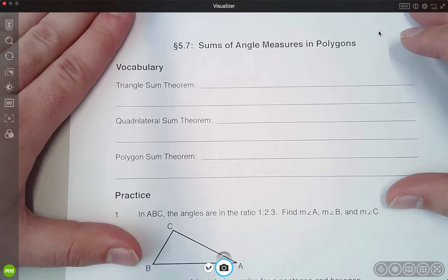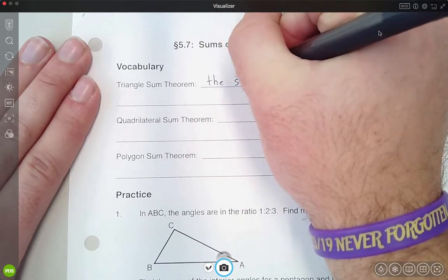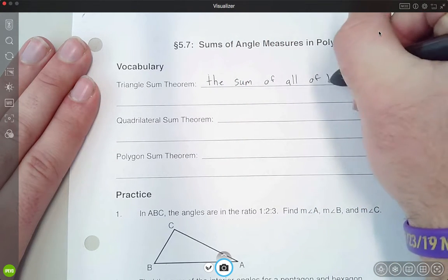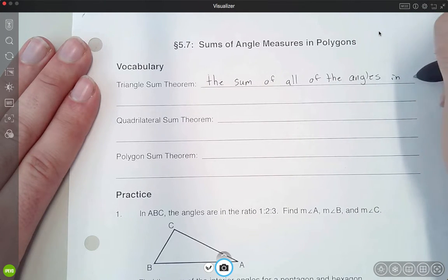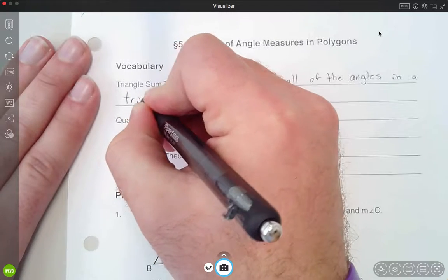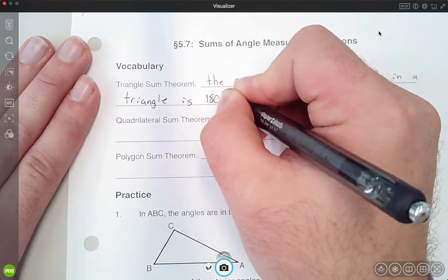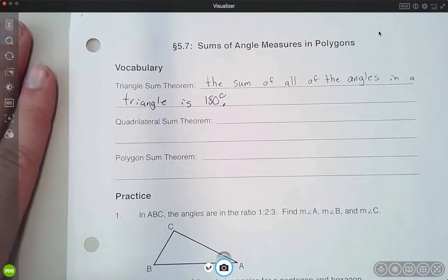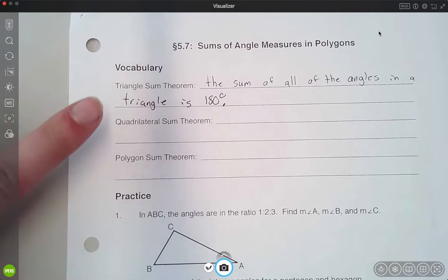We'll start with the triangle sum theorem. So the triangle sum theorem says that the sum of all of the angles in a triangle is 180 degrees. Okay, we found that already. We proved that before back when we were doing triangles, but that is a fact that we're going to use again today. Okay, quadrilaterals are kind of the same thing.